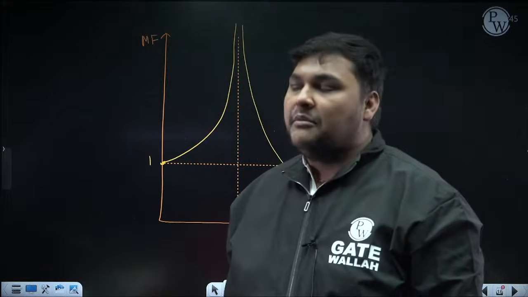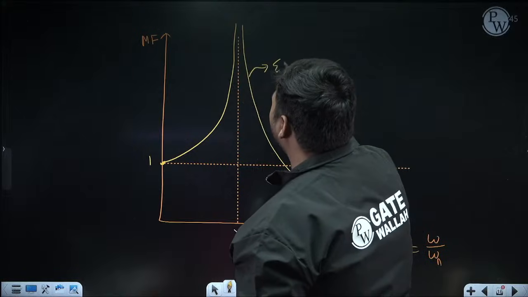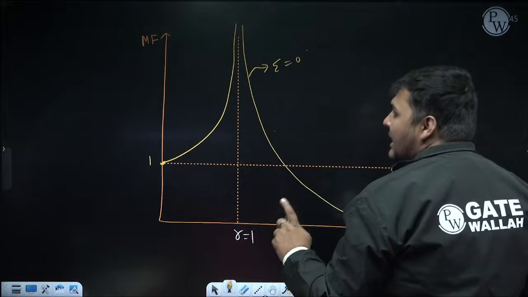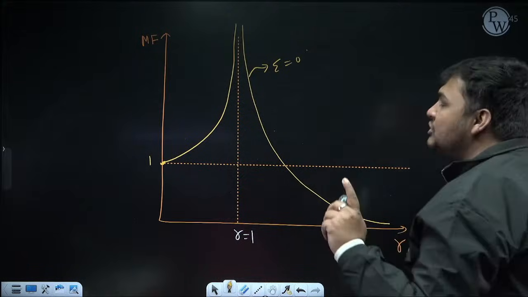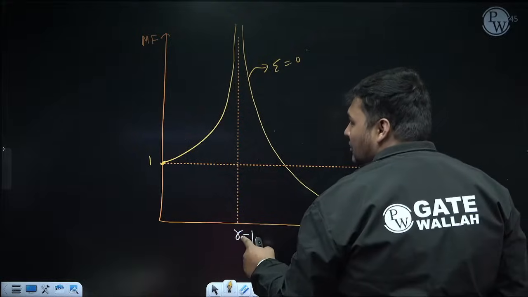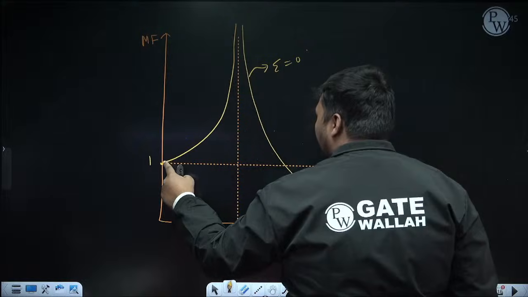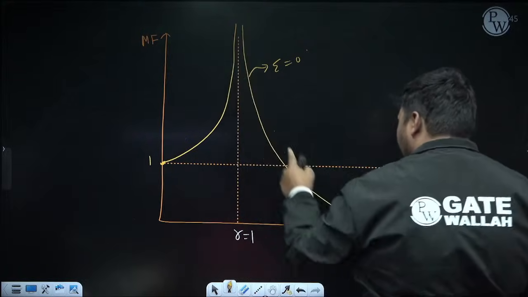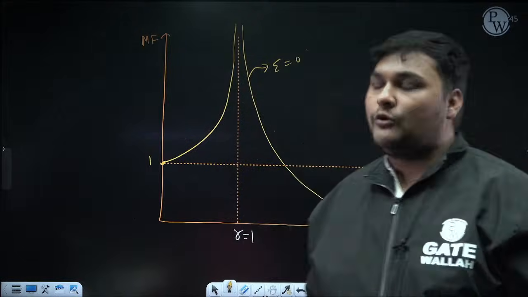If you are drawing the graph for a fixed value of zeta, what is the method? First, find the value of R at which MF is maximum, and what the maximum value of that MF is. For zeta equal to 0, MF is maximum at R equal to 1 and the maximum value is infinite. That's why from R equal to 0 to 1, MF is increasing, at R equal to 1 it is infinite, and after that MF is decreasing. But this is for zeta equal to 0.